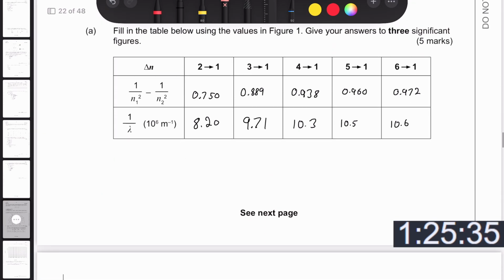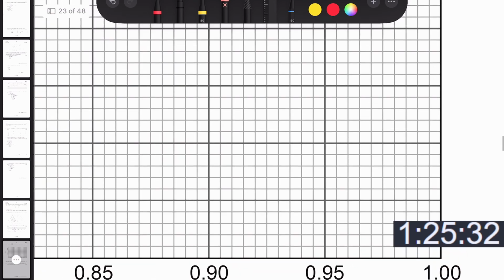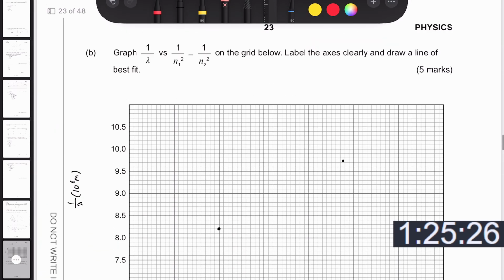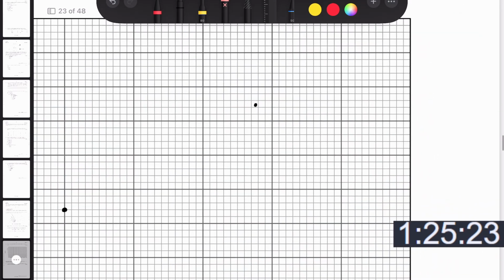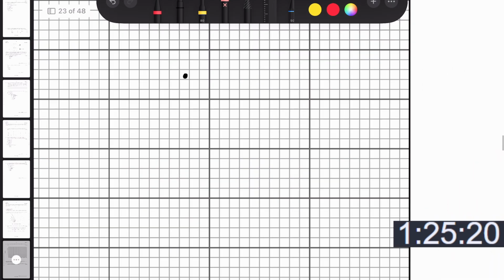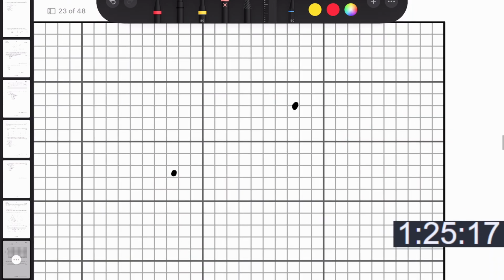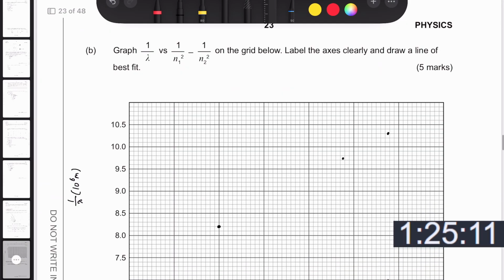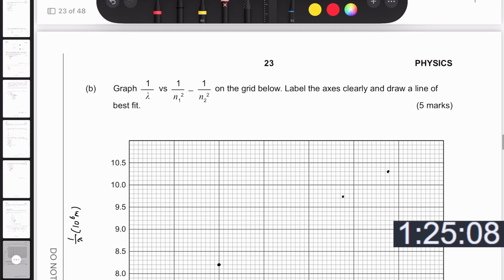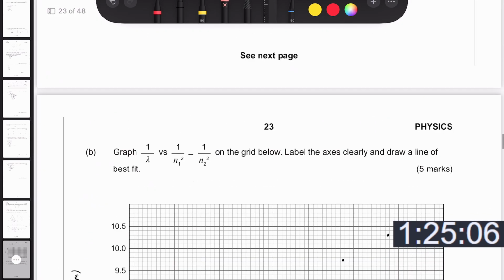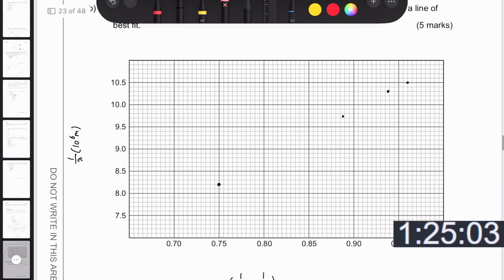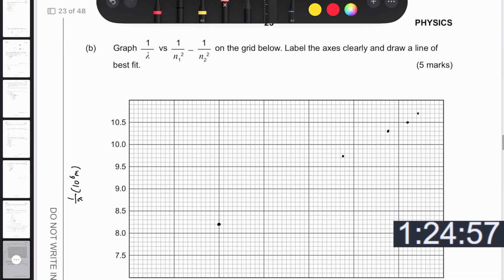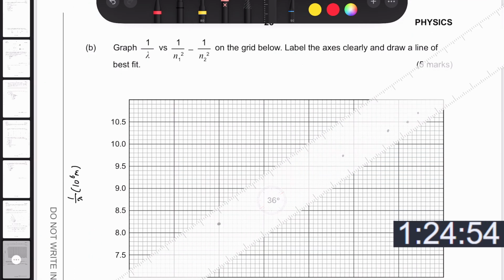And then 0.938 and 10.3. Then 0.960 and 10.5 is there. And 0.972 and 10.6, so 2 across a little bit, and about there. Okay, now I'll draw a line of best fit.